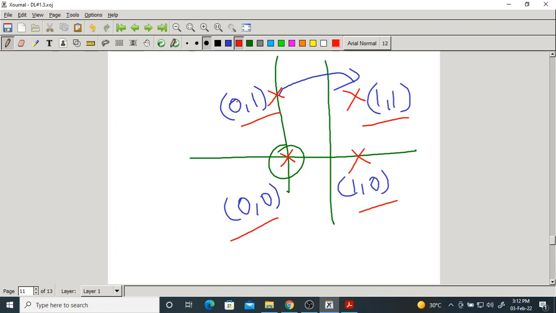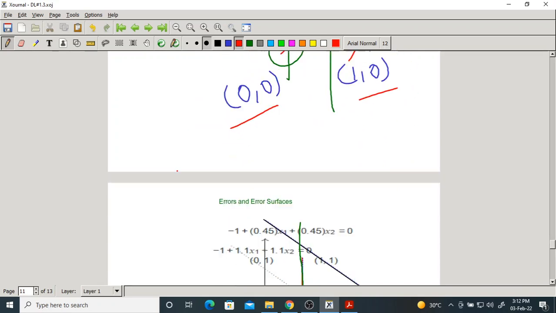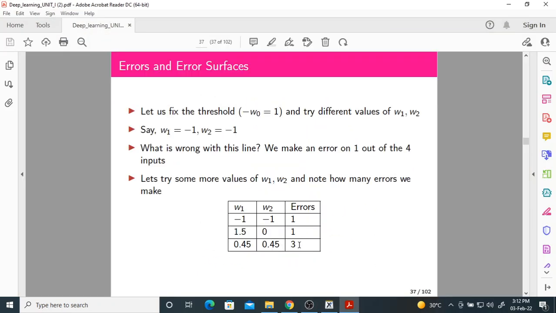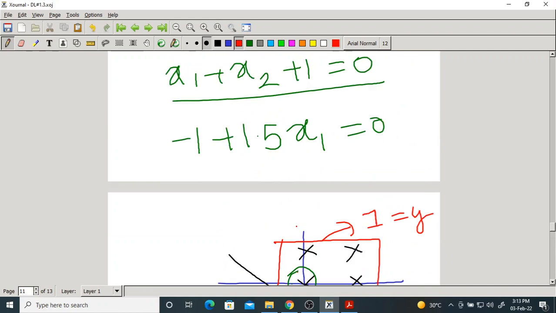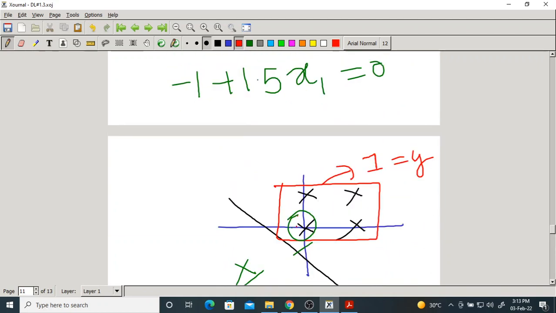So again this is an error. It is in error. Okay, are you with me or not? Okay, again one error. So the last case is 0.45, 0.45. What is the line? 0.45, 0.45. What do you get? What is the line you get?